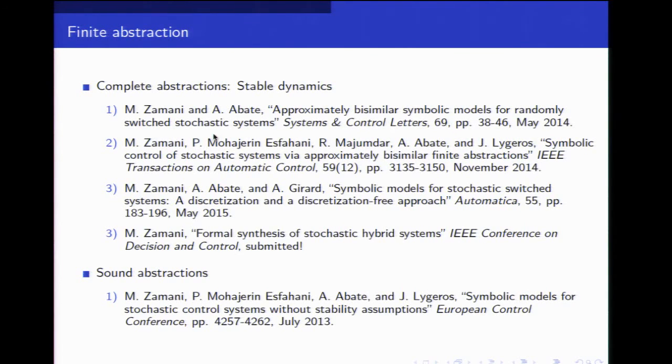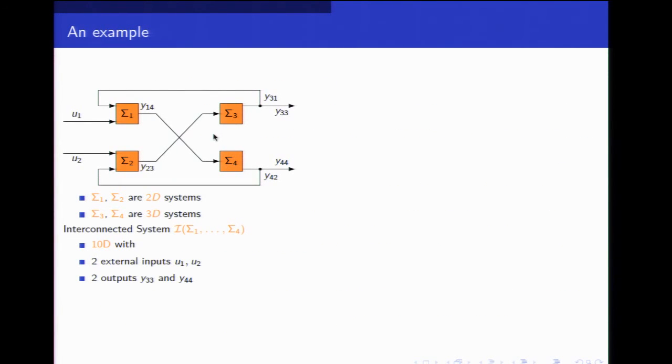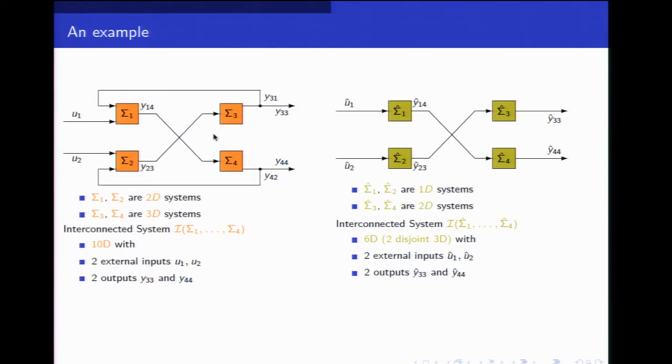I don't provide the way of constructing the finite abstraction. You can find it in the literature, but let me provide an example. This is an interconnection of 4 subsystems. It's a 10-dimensional system. We managed to construct the abstraction, and as you can see, the abstraction is 1-dimensional for 2-dimensional and 2-dimensional for 3-dimensional. Maybe we didn't manage to improve the dimensionality, but one positive thing is we managed to simplify the interconnection. We got rid of this self-loop. So it's 6-dimensional, but actually it's 2 disjoint 3-dimensional systems, and we established this compositionality result.